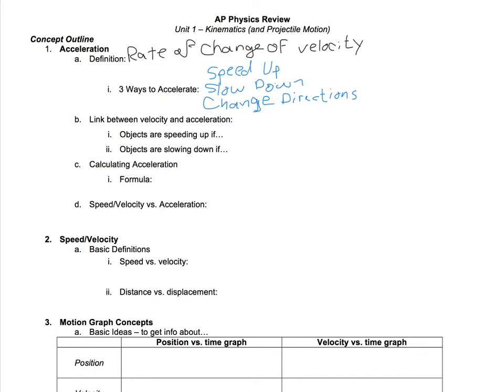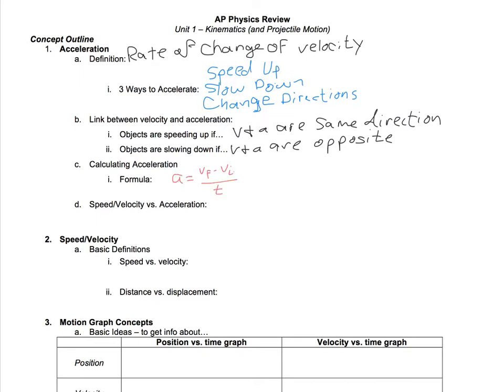All right, now, there is a really important link between velocity and acceleration. They're not the same thing, but the sign of the velocity and the sign of the acceleration together are what ultimately determines if we're speeding up or slowing down. So we are speeding up if our velocity and our acceleration are in the same direction, and we're going to be slowing down if velocity and acceleration are in opposite directions. We have our basic formula for acceleration: simply the final velocity minus the initial velocity over the time. Okay, that's the rate of change of the velocity.